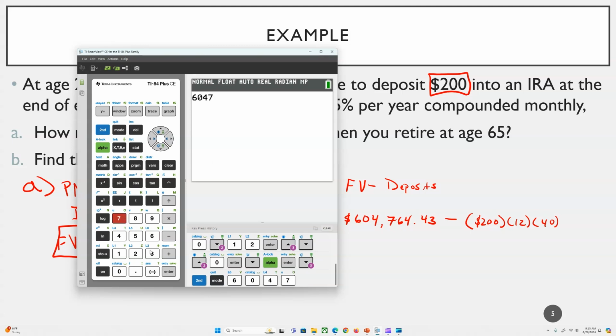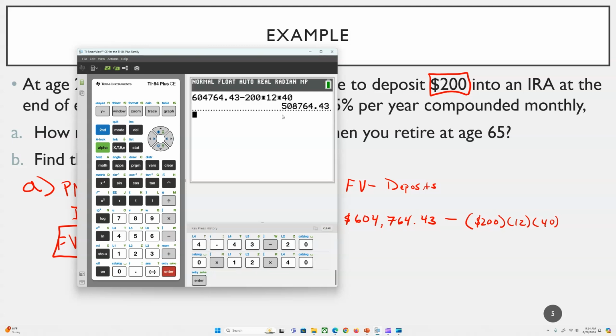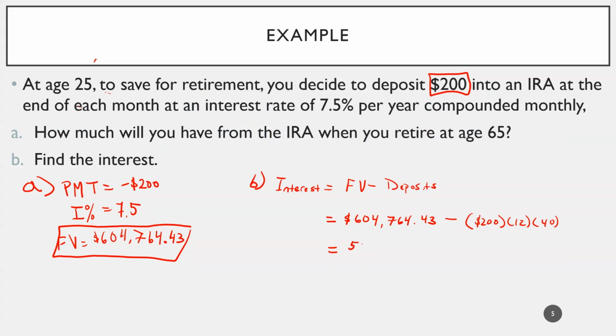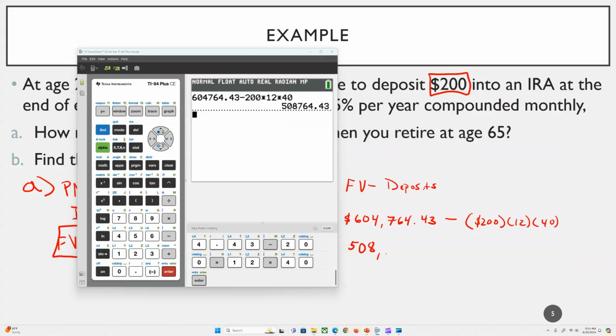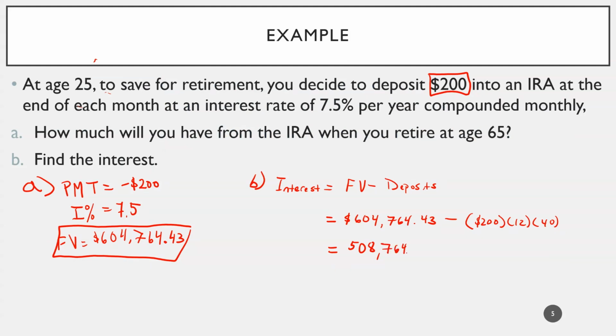So I'm going to take this amount and I'm going to subtract away what I made, $200 every month for 40 years. Look at that difference. Most of my money, over $500,000, came from interest. This is about the time value of money here. $508,764.43. So the vast majority of your money came as interest.